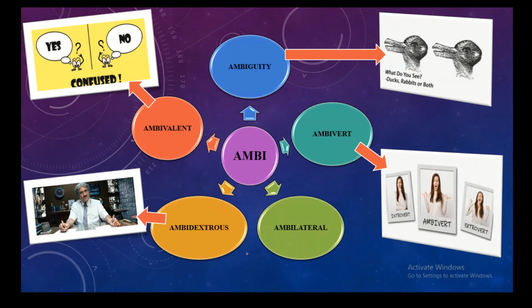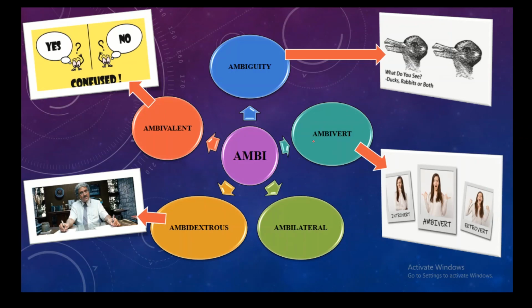Okay, now this one, ambilateral. Ambilateral meaning affecting both sides of the body or an organ. That is the meaning of ambilateral. Bilateral, both. There also both meaning is coming. So affecting both sides of the body or of an organ. That is the meaning of ambilateral.